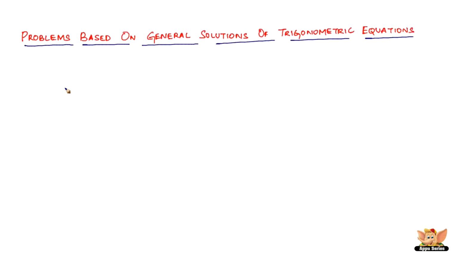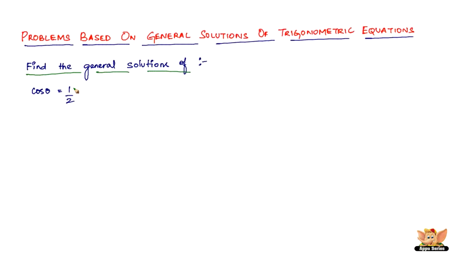In this video, let us continue to solve more problems based on general solutions of trigonometric equations. Alright, so here we've got a problem which reads like this. It says, find the general solutions of cos theta equal to 1 by 2.